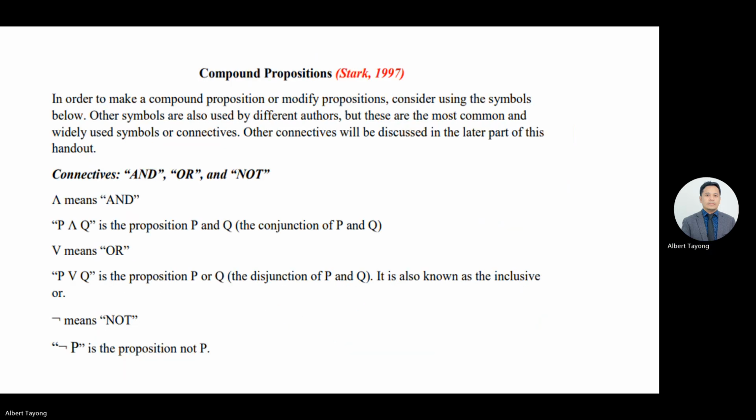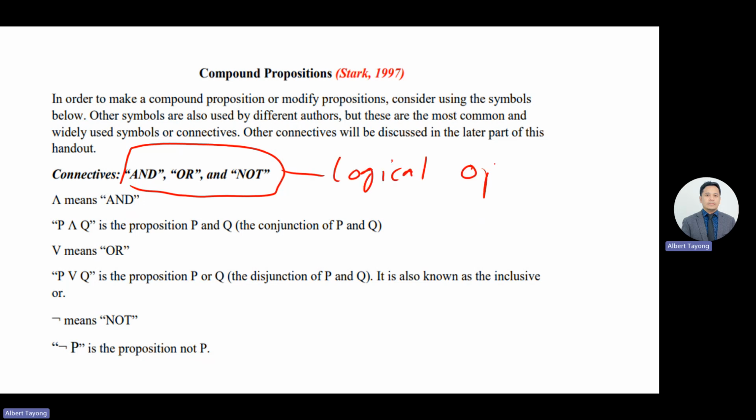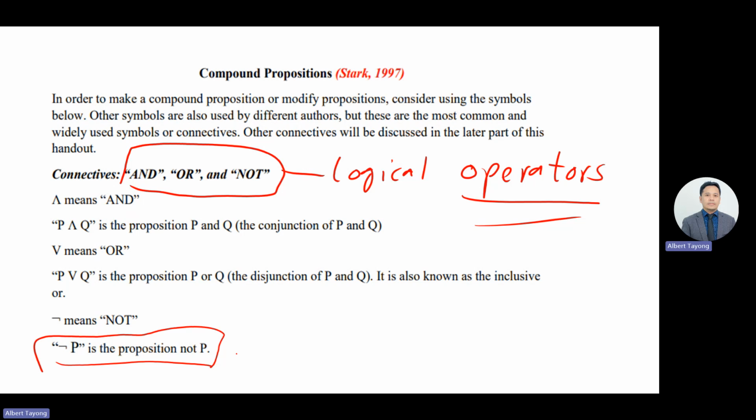Okay. So let's proceed now to compound propositions. When I say compound, it's a combination of two or more propositions. And usually to do that, we have to use connectives, or in logic, we call these logical operators. The most common logical operators are and, or, and not. Okay. Not actually is just the negation of the original statement.